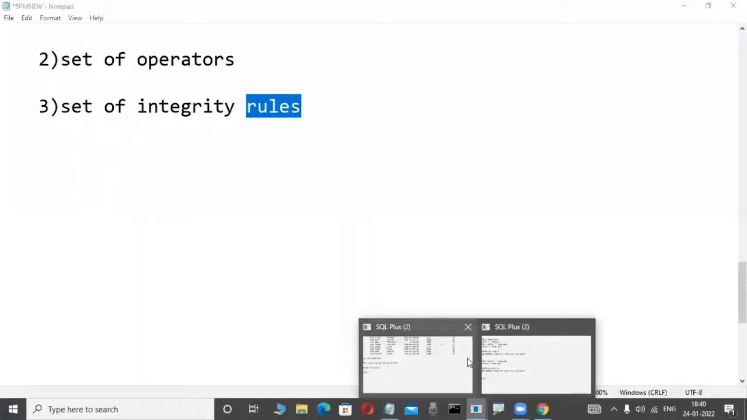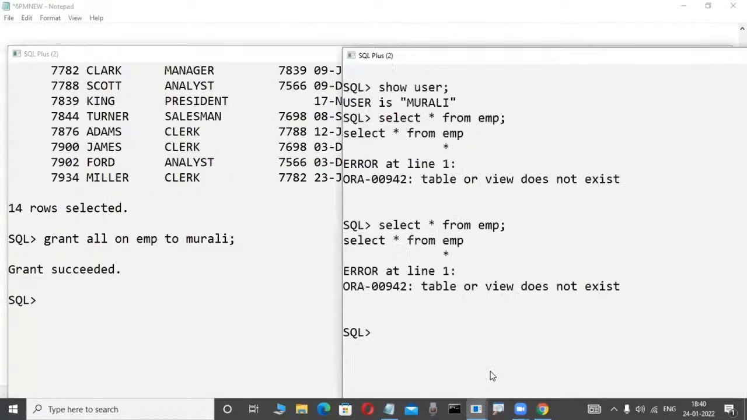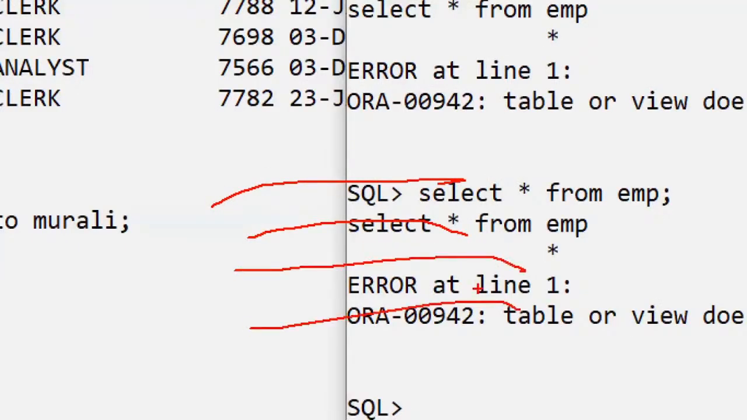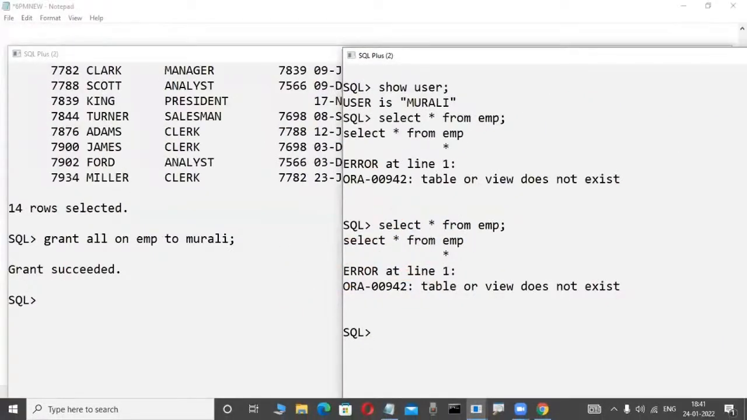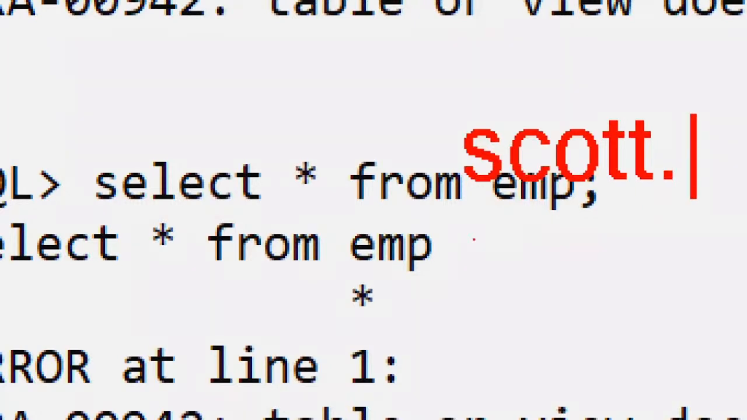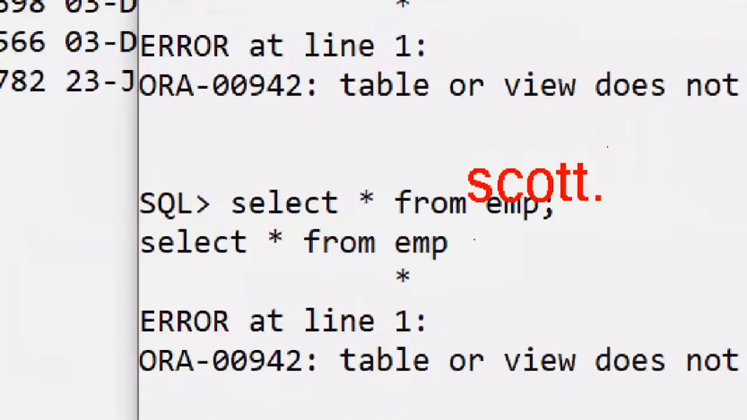Concentrate here. If any user gives permission to another user, whether for a procedure, function, trigger, package, or any database object, then the name of the user who gave the permission, followed by the dot operator, must be used. Select star from Scott.emp, update Scott.emp, delete from Scott.emp. When Scott gives permission like that, only then does it work; otherwise it is impossible. That is the rule, very, very important.